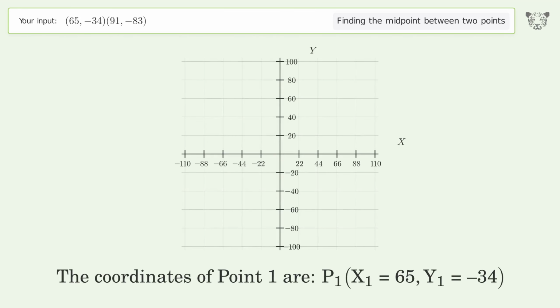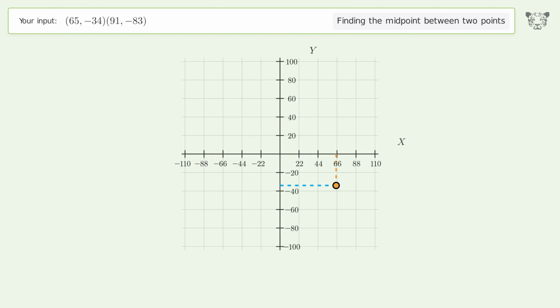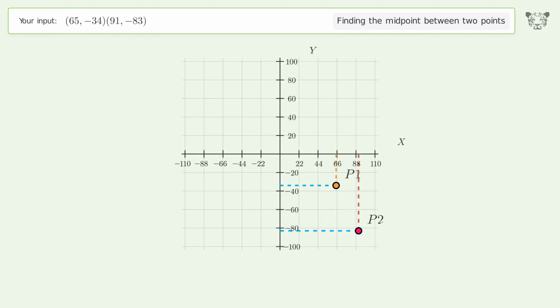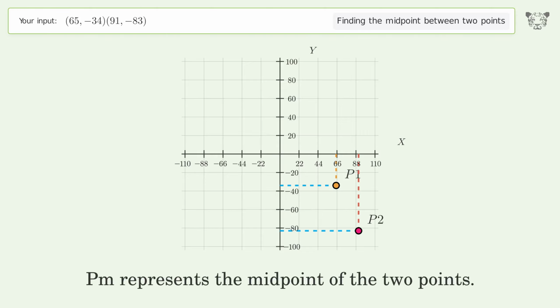The coordinates of point 1 are x1 equals 65, y1 equals negative 34. The coordinates of point 2 are x2 equals 91, y2 equals negative 83. PM represents the midpoint of the 2 points.